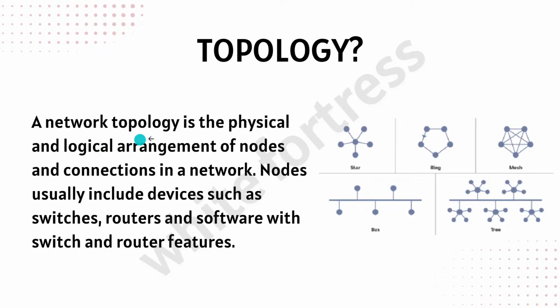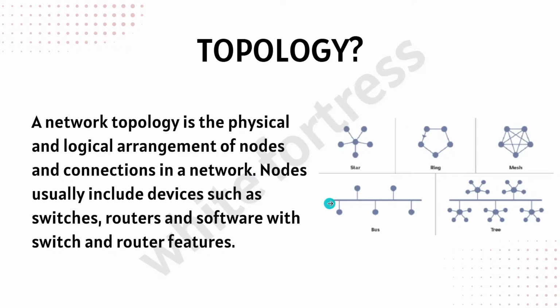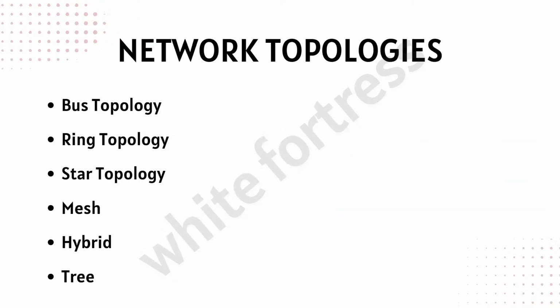So a network topology is physically how they are arranged in a location, and the logical arrangement of nodes and connections in a network is called your network topology. Nodes usually include devices such as switches, routers, and software with switch and router features. So what are nodes? Nodes simply means the devices present in a particular network, like your PCs, routers, switches, and hubs. We'll be talking about all of those components of a network in great detail.